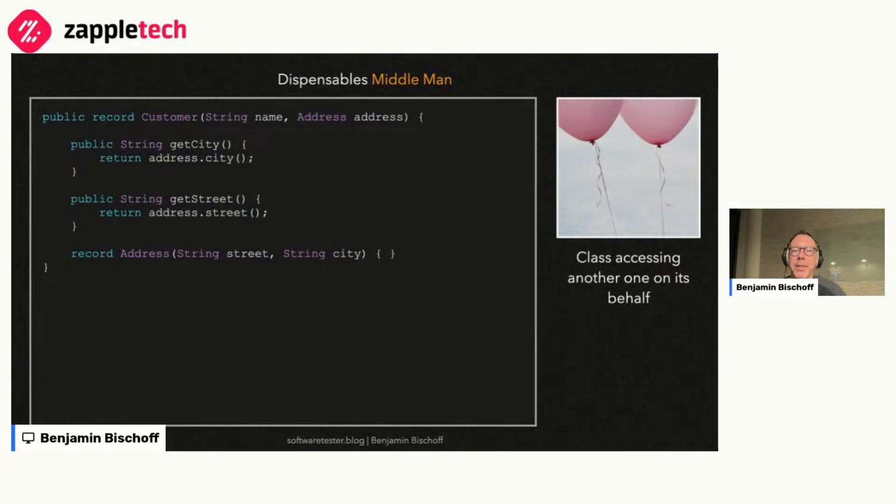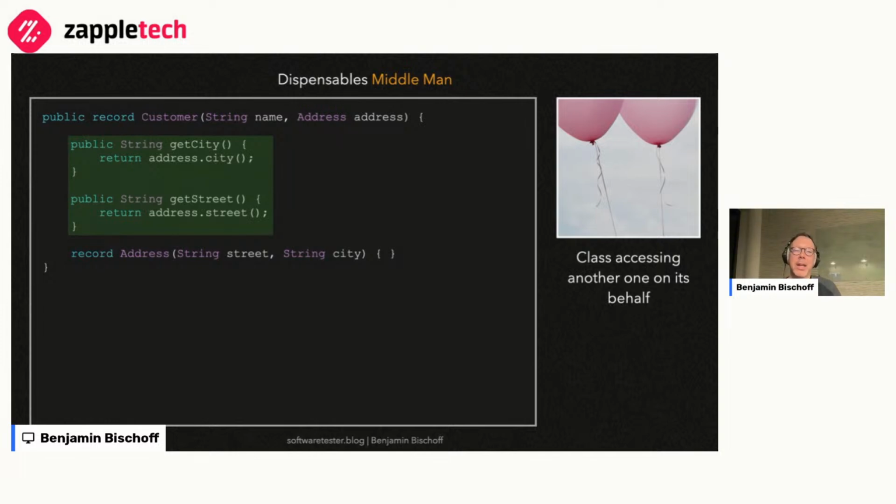If I'm not mistaken, this is the last code smell of the whole list. It's called middleman. It's a class accessing another one on its behalf. And we have the address and customer example again. After that, I will never talk about addresses or customers again. I promise. The address has a street and a city. And the customer gets passed in the address. And then when we want to get the city from the customer, there is a getCity method that just returns the city from the address. And we have a getStreet method that returns the street from the address.